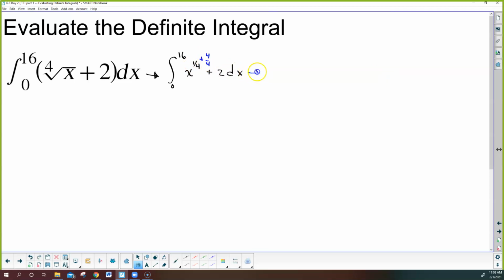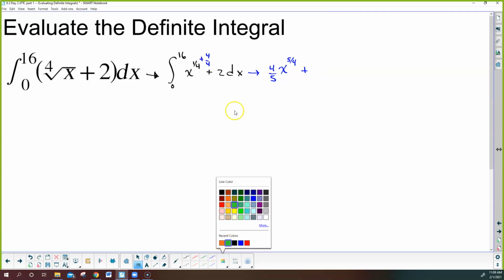And notice when I write this, now I'm not putting the integral symbol because I'm taking the antiderivative. My new exponent is going to be 5 fourths. But as we learned, if I put 5 fourths up top, I have to divide by that, which is the same as multiplying by the reciprocal. So there's the antiderivative of x to the 1/4. If you're unsure on that, take the derivative of this part and you should get back to where you started.